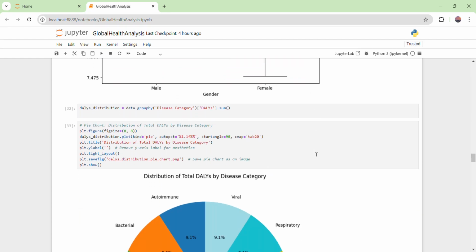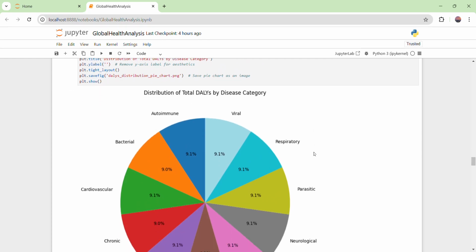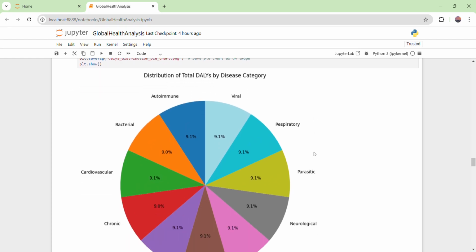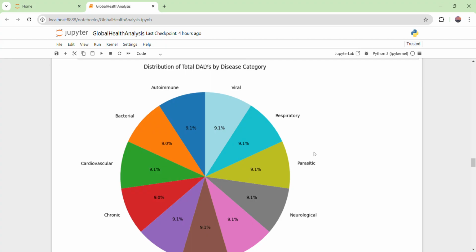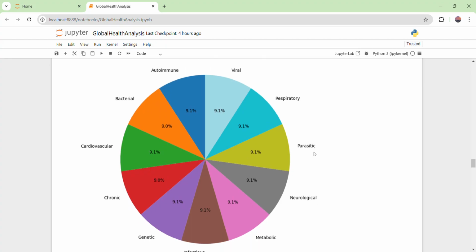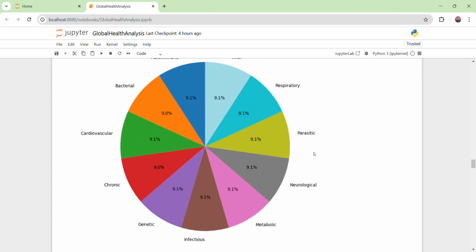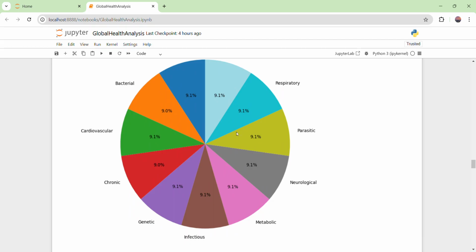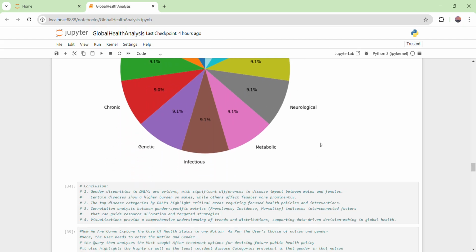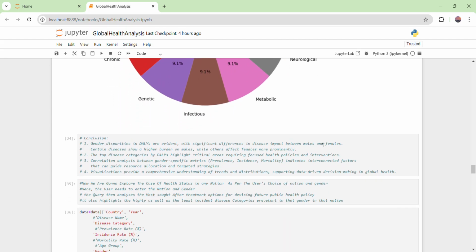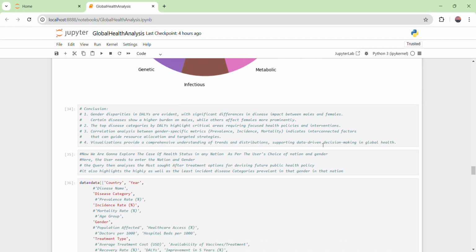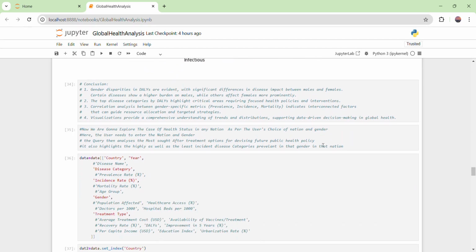Similarly, the other case which we have devised is the distribution of the total daily DALY values based on the disease categories, and this is simply a pie chart which represents the total contribution of diseases to the DALY values. So it's simply a pie chart which represents various diseases and their contributions. So this was all about the visualization part.